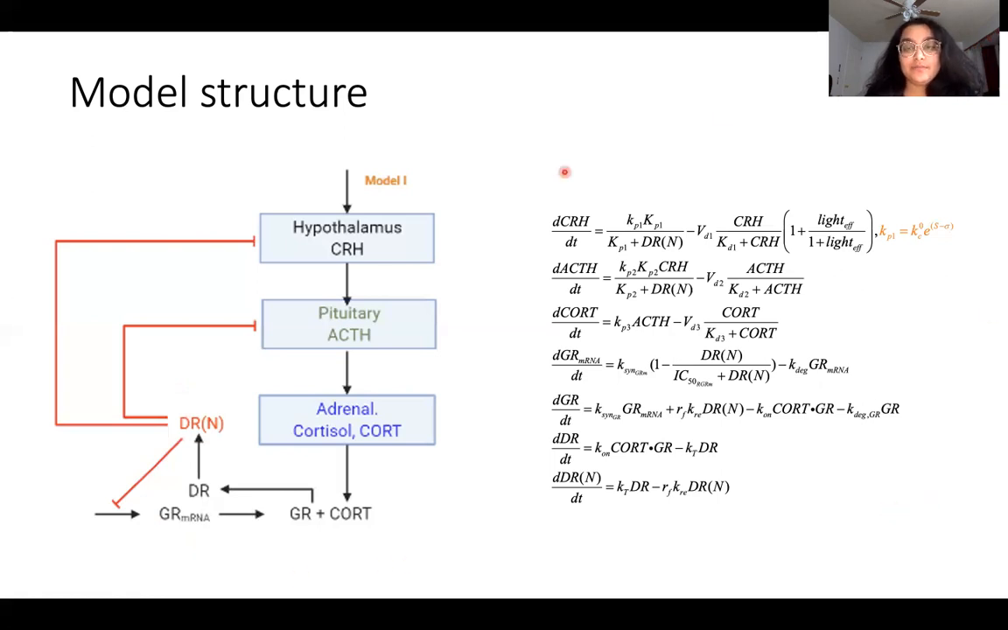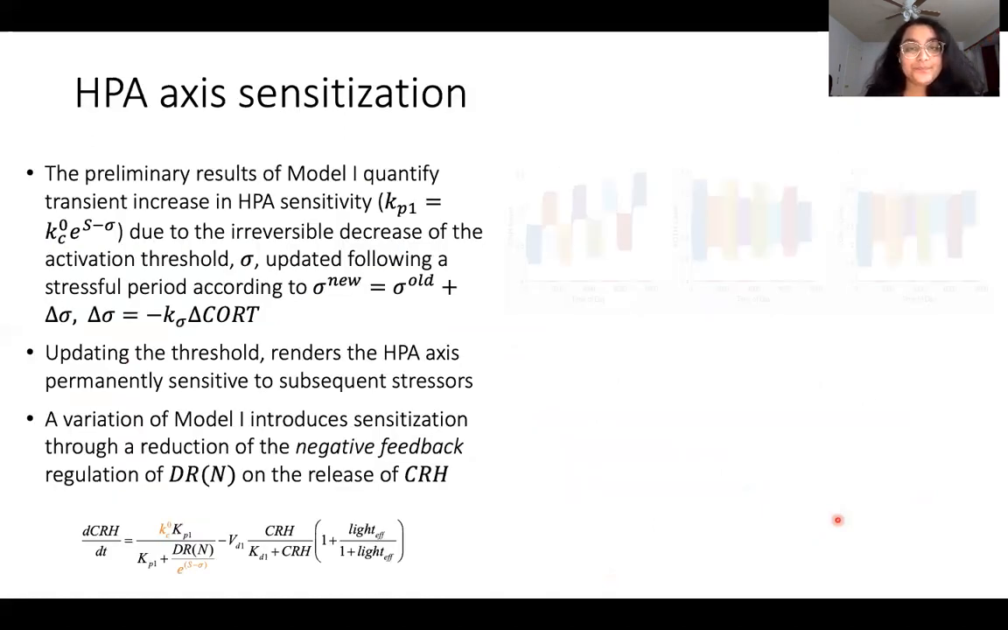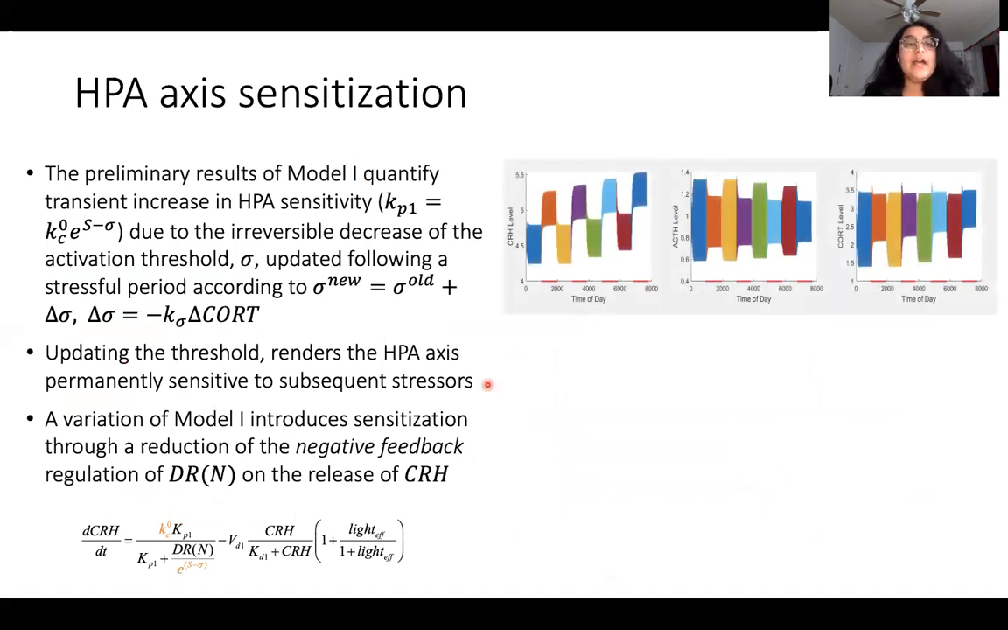And so in the panel on the right here, we have our set of differential equations that we've utilized from the schematic to model and how we've constructed our model. Here, we've taken those equations and we begin to quantify transient increases in HPA sensitivity, again through KP1, and that has led to irreversible decreases of the activation threshold, or sigma. And the sigma has been updated following stressful periods.